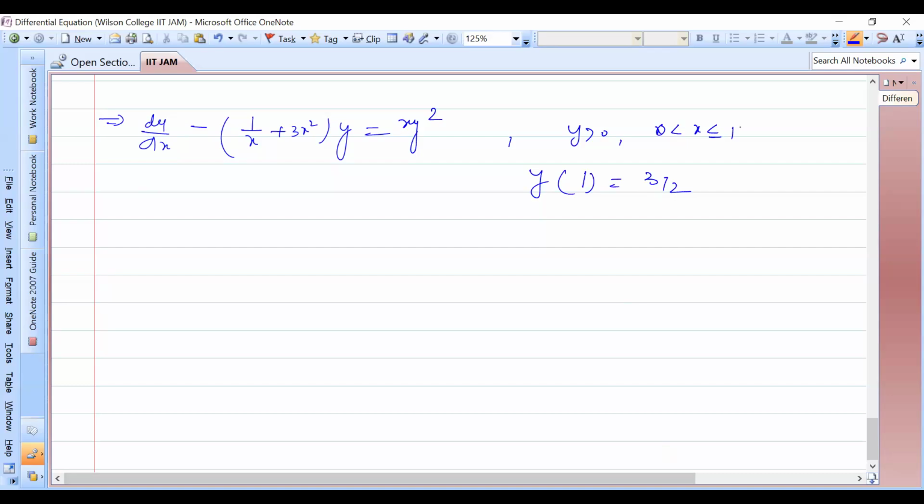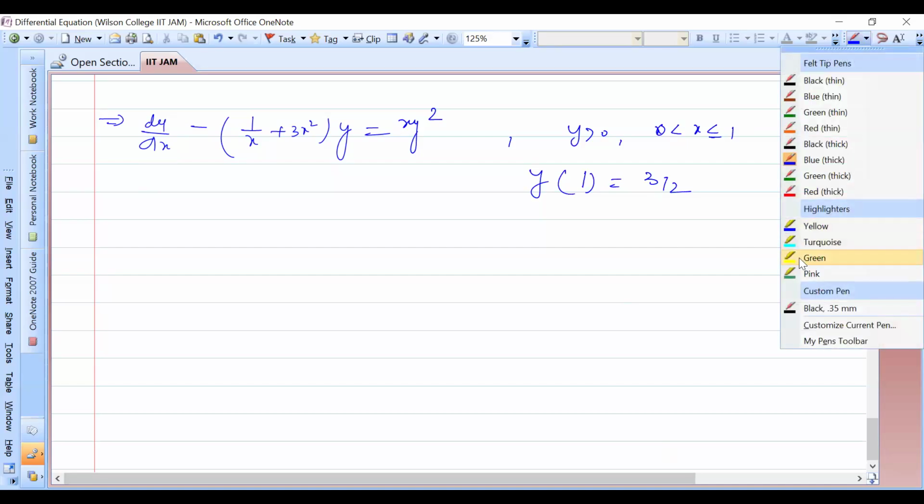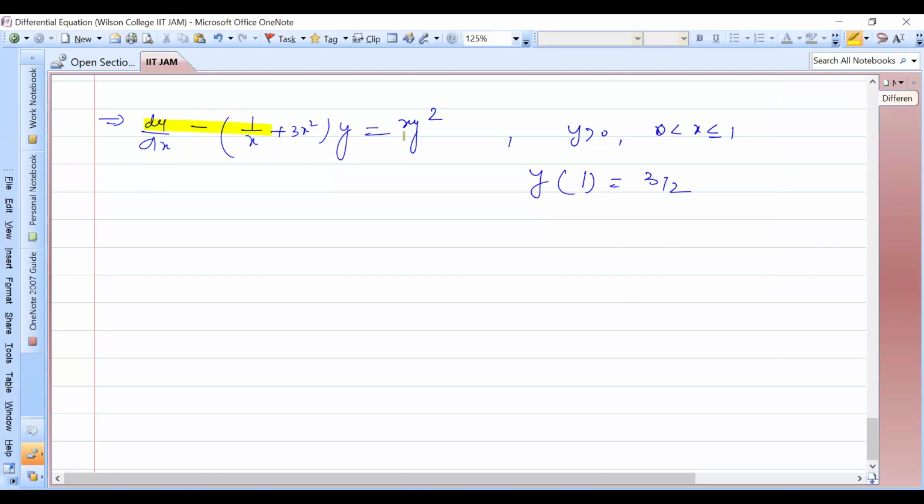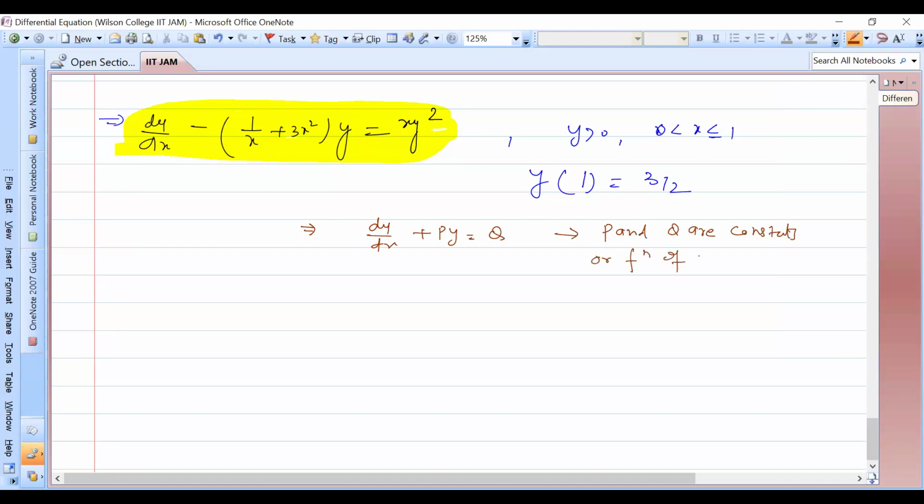Can you people recognize the form? Which form of the differential equation is it? Equation reducible to linear. Reducible to linear. So what is the form? See, if you are saying reducible to linear, so please see, this is dy by dx plus py equals q, where p and q are constants or functions of x only.